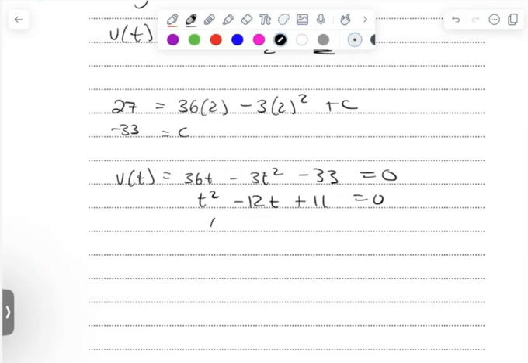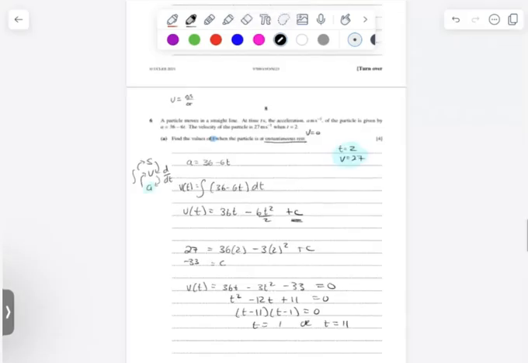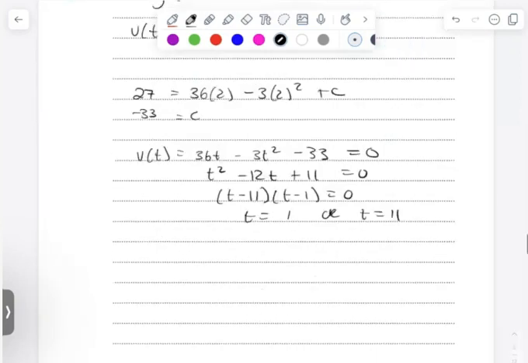And that immediately helps me. I can see how to factorize that. So t is equal to 1 or t is equal to 11. So those are the two values at which my velocity is 0. Okay, so it's a lot of practice with this integration and differentiation, just picking up the keywords. That's really the crux of this topic.